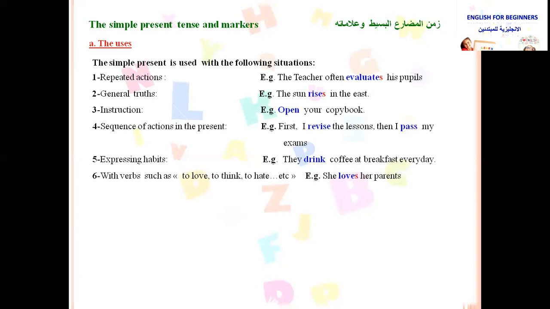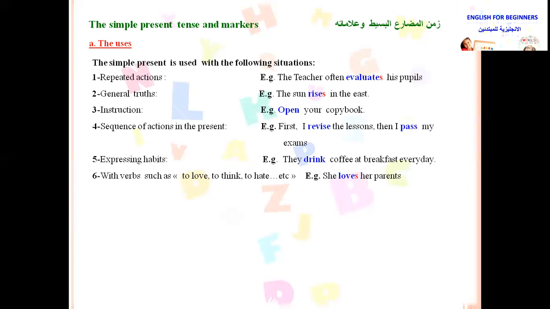Number 5, expressing a habit. A habit is something that I used to do, like they drink coffee at breakfast every day. Every day here is a marker of the present tense. The markers are the words that show the tense you must use in the sentence. Every day is the marker of the simple present. They drink coffee at breakfast. So they drink coffee and nothing else.